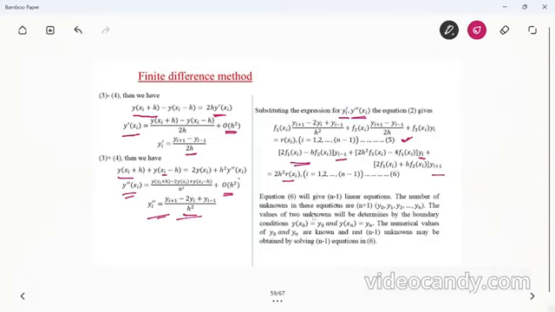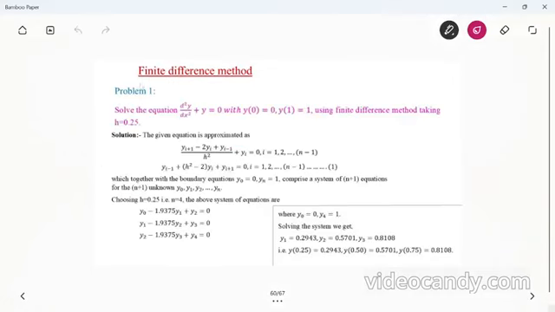The number of unknowns in these equations are n plus 1: y0, y1, y2 up to yn. The values of two unknowns will be determined by the boundary conditions y of x0 equals y0 and y of xn equals yn. The numerical values of y0 and yn are known, and the remaining n minus 1 unknowns may be obtained by solving the n minus 1 equations in 6. So this is the finite difference method.